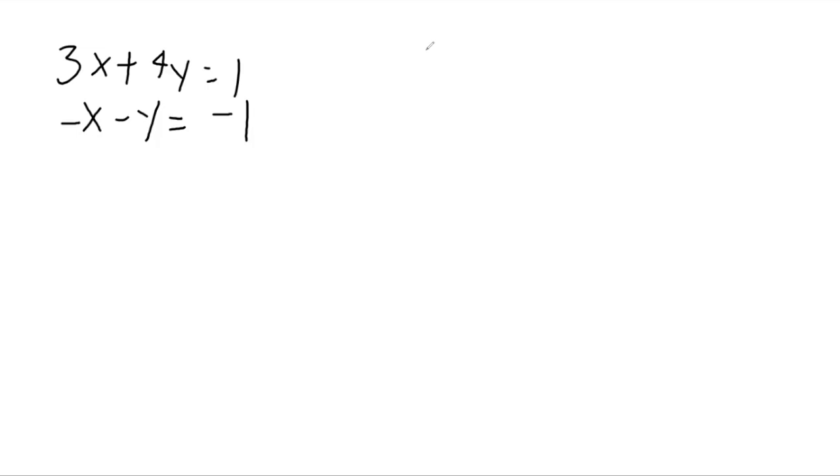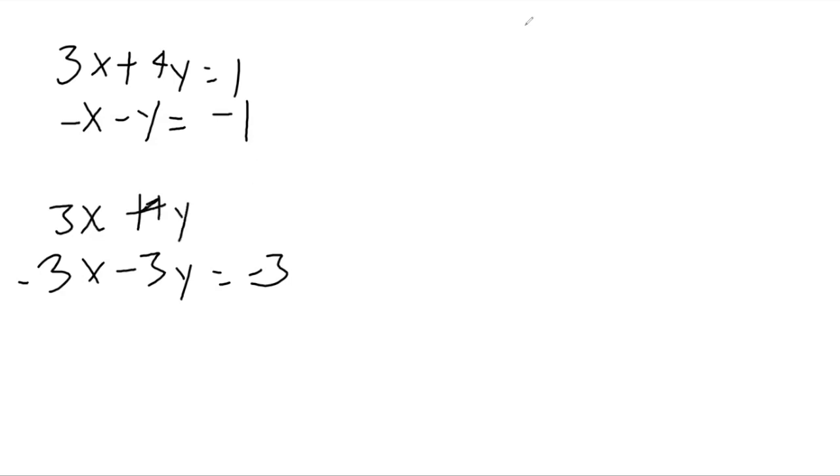So now we're going to have negative 3x minus 3y equals negative 3. And the first equation we had was 3x plus 4y equals 1. Now if we add these two together, the x's are going to go away. We're going to end up with just one y, and then that all equals negative 2. So this has worked out really nicely for us.